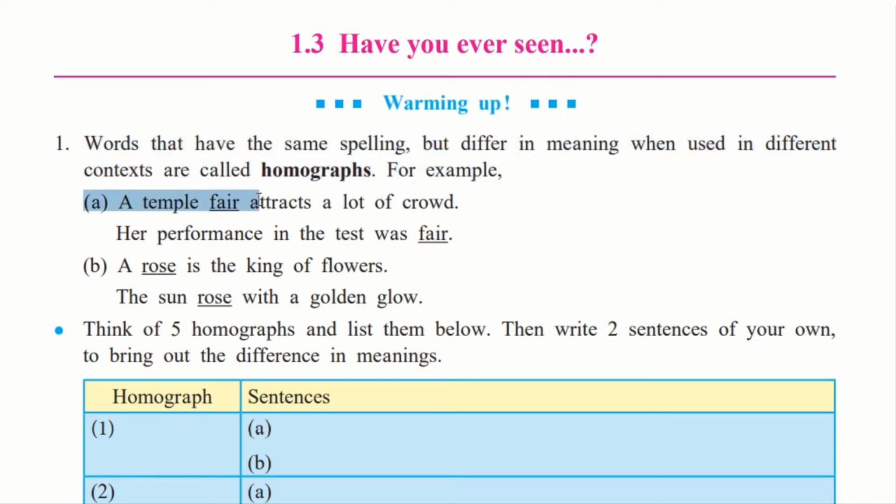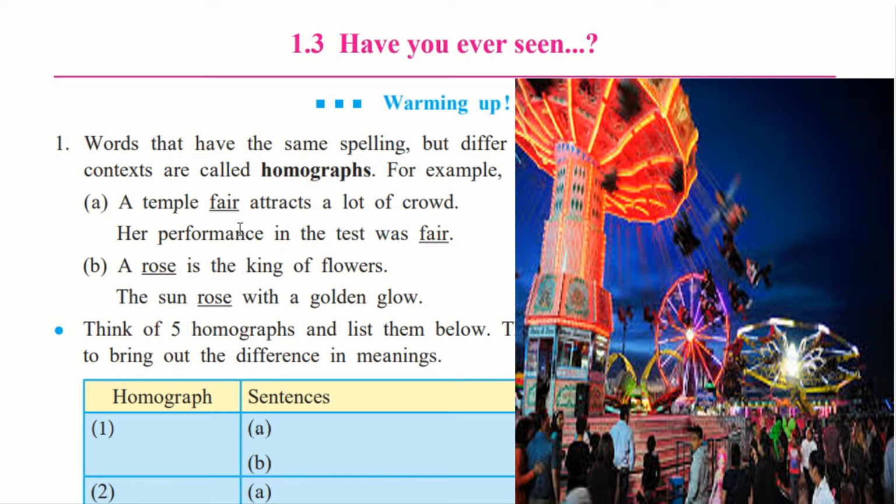A temple fair attracts a lot of crowd. Her performance in the test was fair. Now, if you look at these words, fair and fair, they both have the same spelling, but they differ in the meaning. Now, this fair means a large gathering where buyers and sellers come together to trade, as well as there are other rides and entertainers to entertain the crowd while they shop. So this is called a fair, which normally happens near a temple or a religious function.